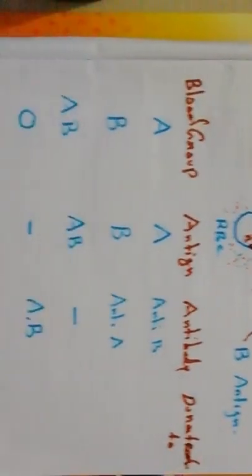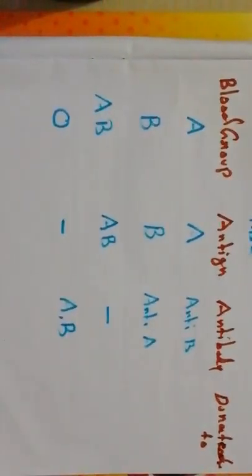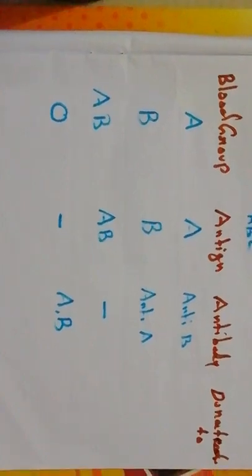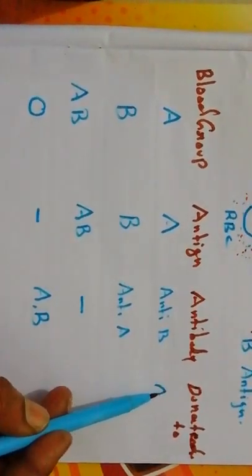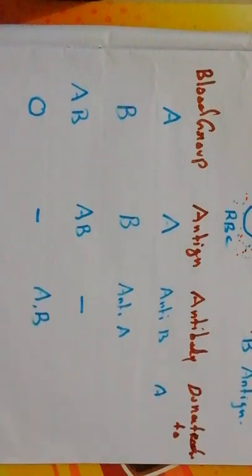So now we can come to this point: to whom they can donate this blood. The same blood group they can donate, that doesn't matter, right? Because the antigen and the antibody will be the same. So no problem will be there to donate for the same blood group persons, right? So blood group A persons can donate to A, right? And to whom else can they donate?